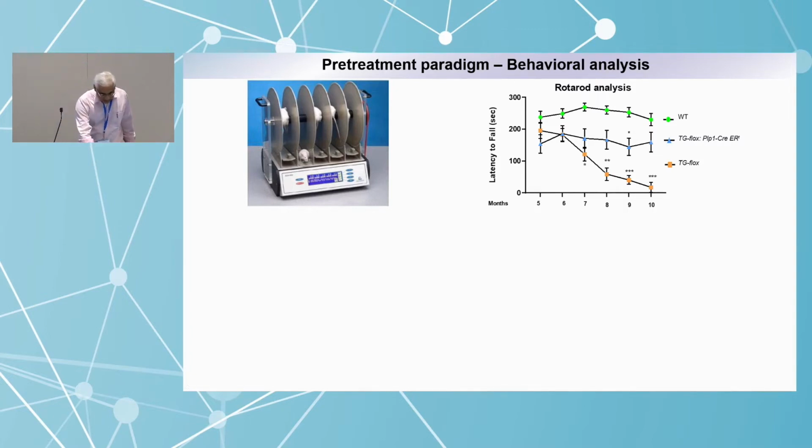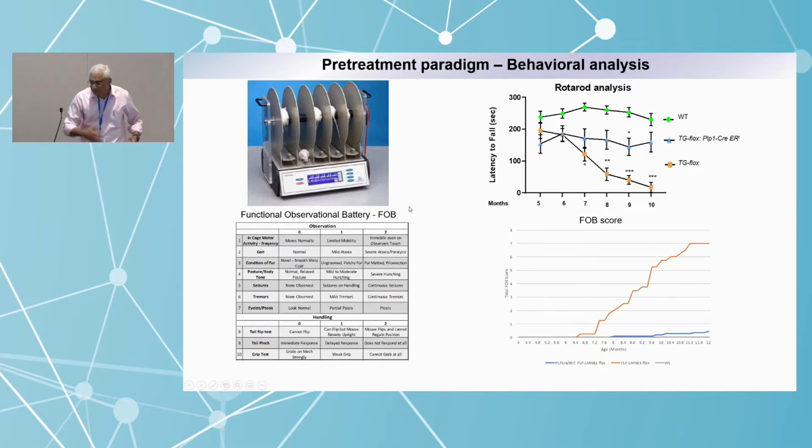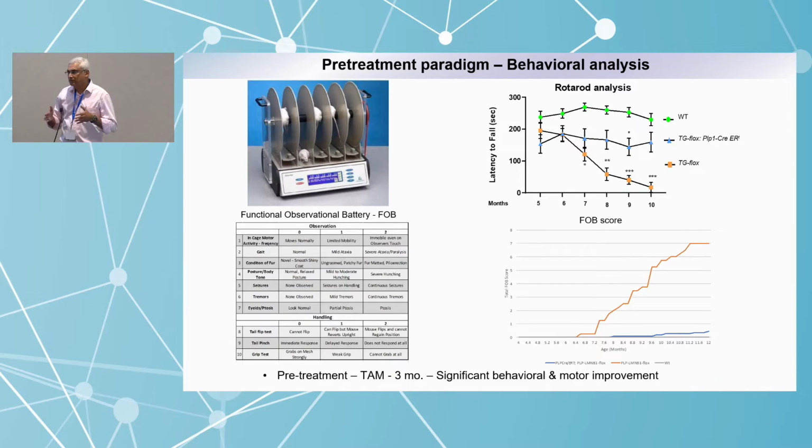So it looks like, at least behaviorally, they look much better. We also perform what we call a functional observation battery, which is just different phenotypic parameters, like movement and the condition of their fur. You can see that the TG flox animals become much, much worse over time, whereas there's only a very, very slight deterioration in the animals where we reduce the overexpression. So at least from this work, it seems like the pre-treatment paradigm is really effective. We're going to try the reversibility paradigm also. So this is at least a bit hopeful.